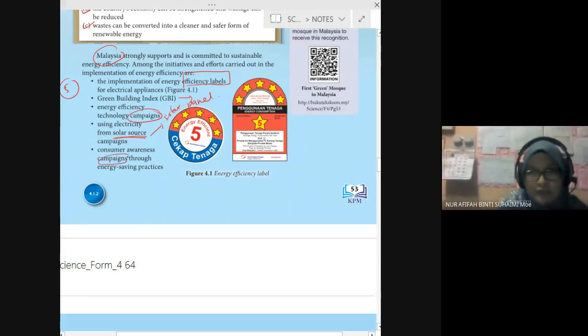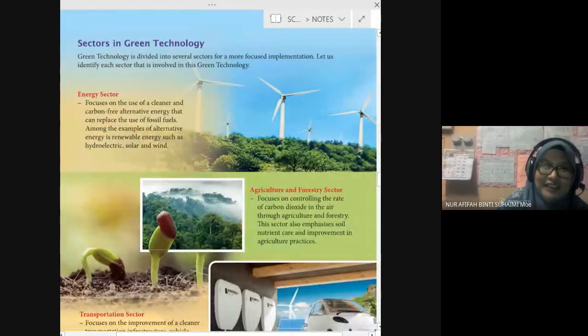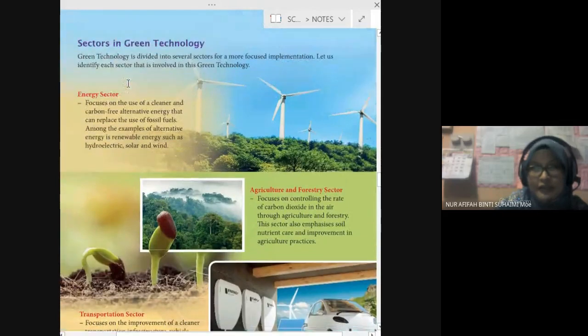So there's two campaigns here. Efficiency technology campaign and consumer awareness campaign, through energy saving practice. How many people practice the energy saving? Okay, now we go to sectors in green technology.